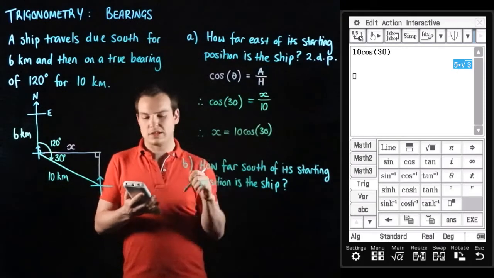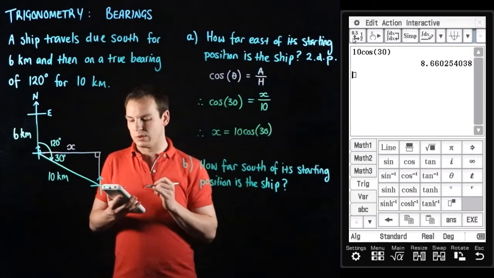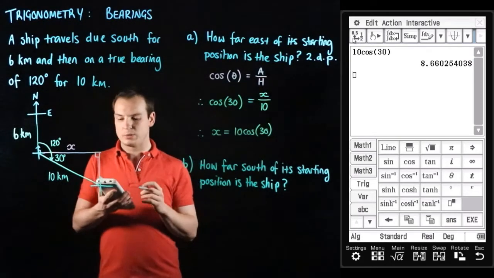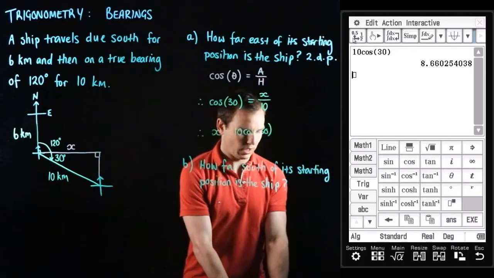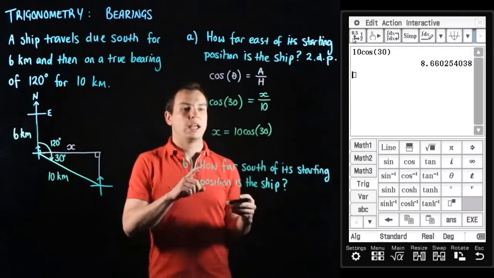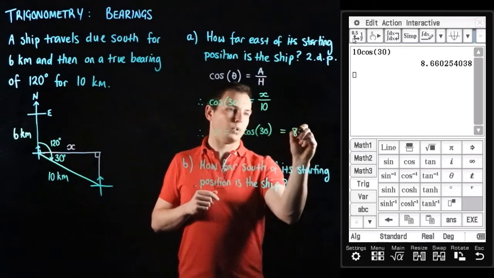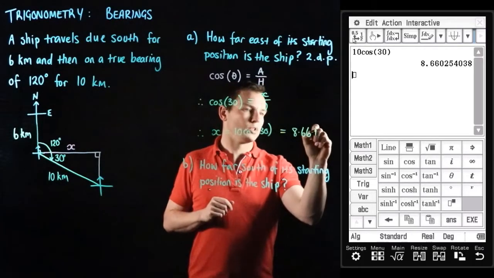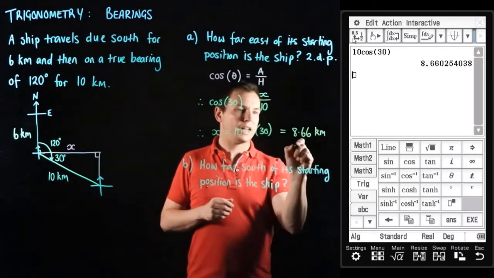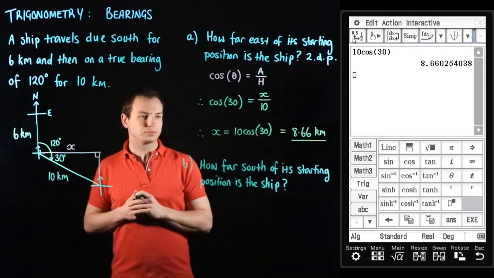But we'll do both of these questions to 2 decimal places. So I'm just going to tap on that and turn it into a decimal. And we find to 2 decimal places, that's 8.66. So that's the answer that we're going to have for this question. So x is equal to 8.66. And as we're dealing with kilometers, we can put those units here. So that is the answer to part A of this question.